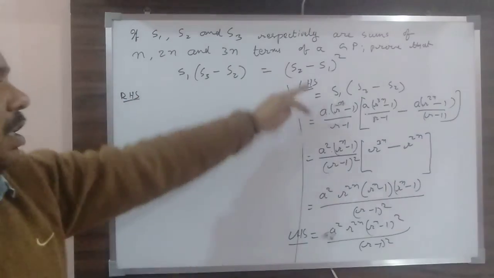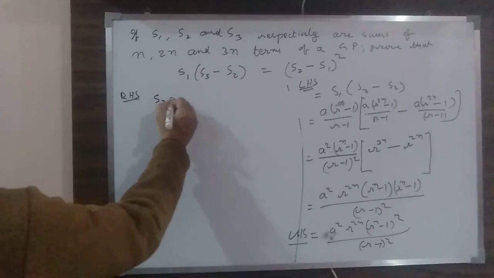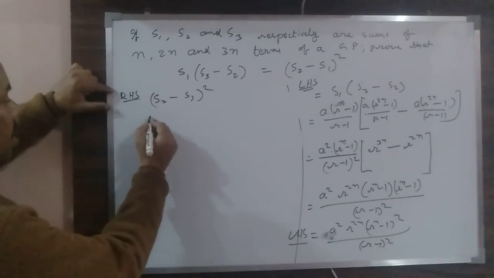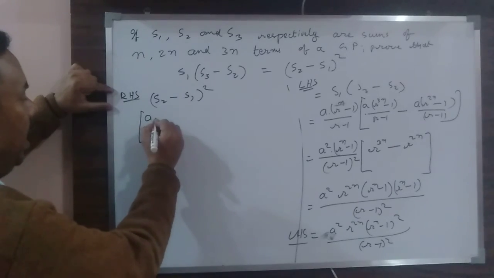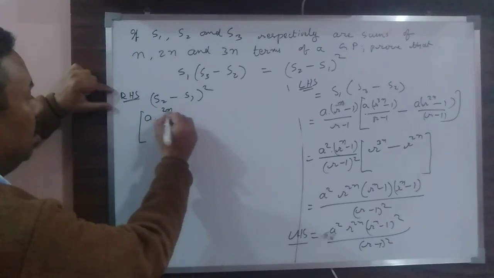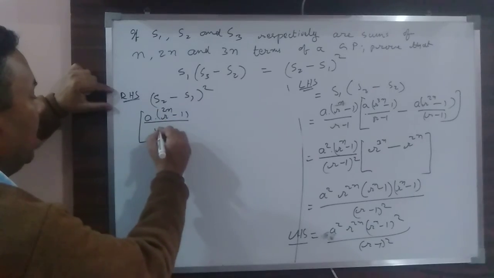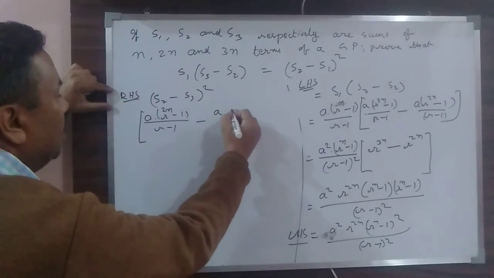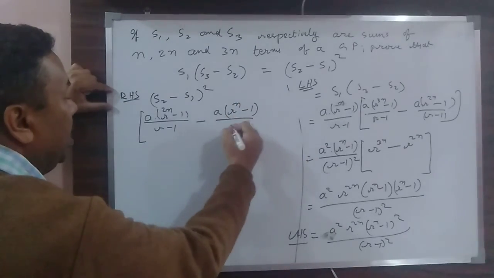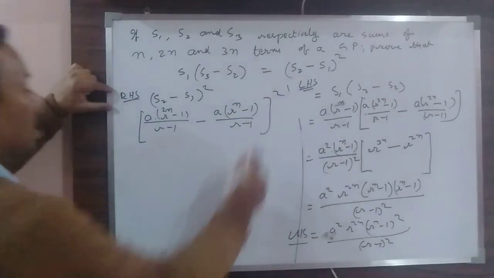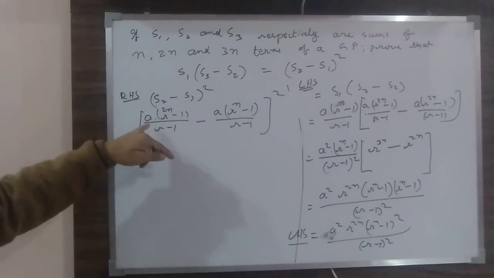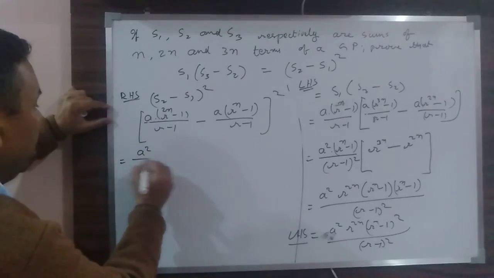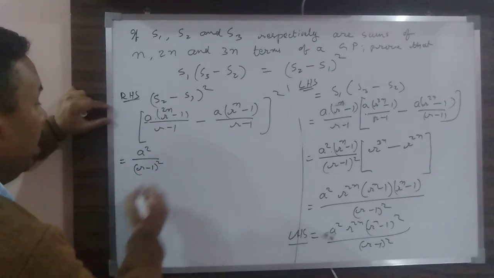Right hand side, what is it? It is S2 minus S1 square. Use the same formula. What you get is S2 is what? A multiplied by r raised to the power 2n minus 1 divided by r minus 1, minus A, this is r raised to the power n minus 1 divided by r minus 1, and this complete expression comes under square. So first of all, I will take out A and r minus 1. So I can write it as A square divided by r minus 1 square.